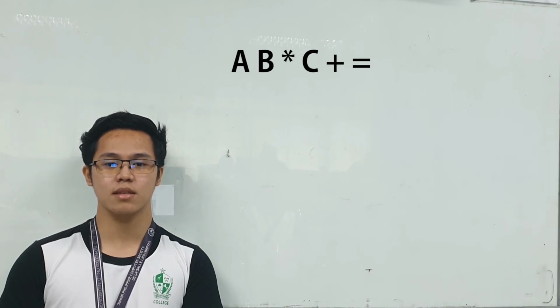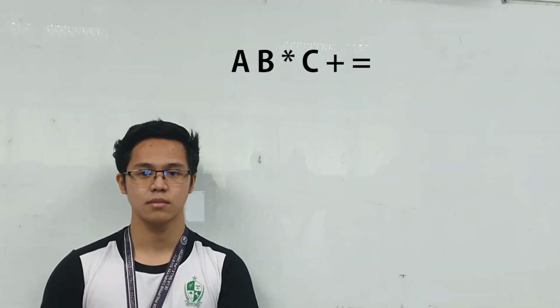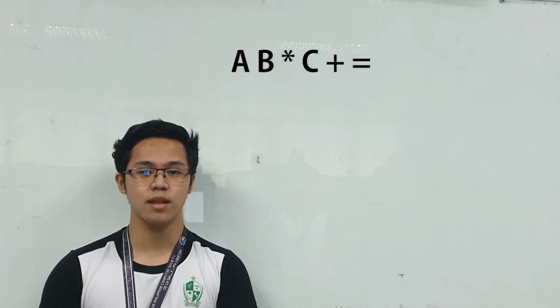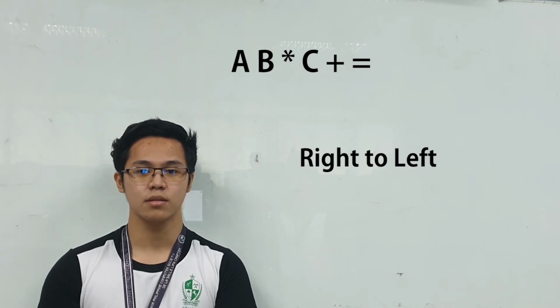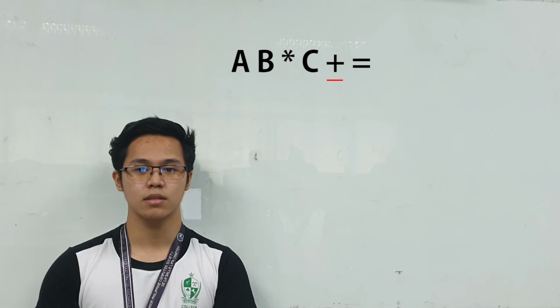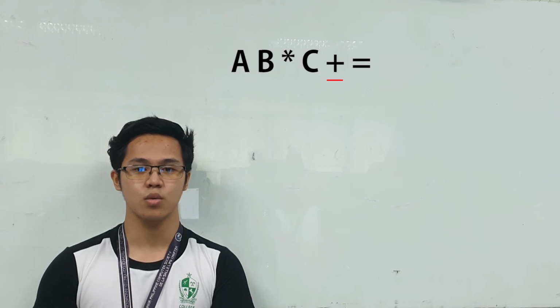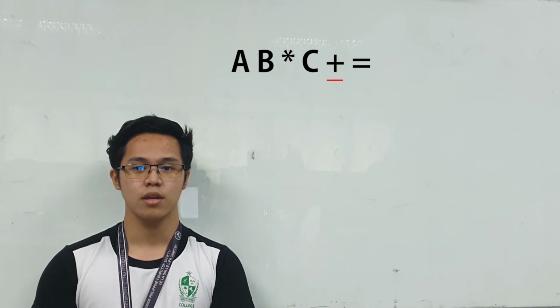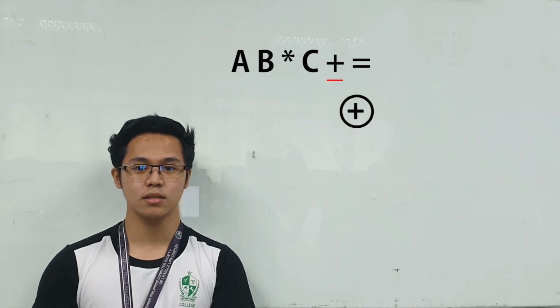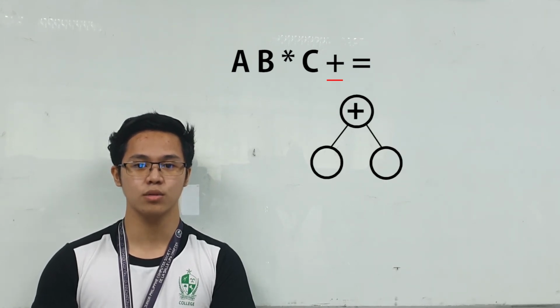A B times C plus. Again, we will read the equation one by one, and a good technique is to solve them from right to left. First up is plus, which is an operator. Operators are the roots, so in an expression tree, which is binary in nature, they branch out to two nodes. We write down plus, branching out to two nodes.